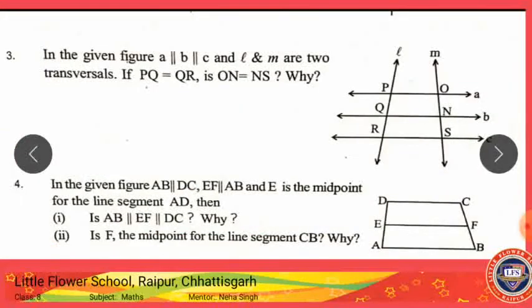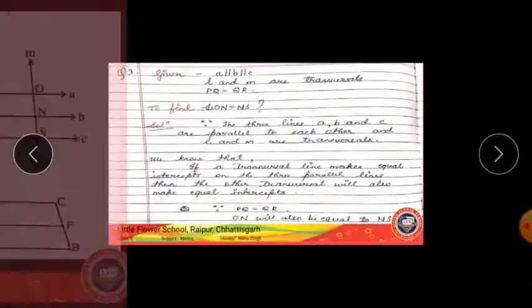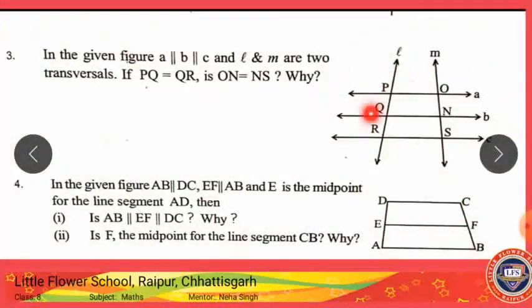Now third question, in the given figure A parallel to B parallel to C, and L and M are two transversals. These A, B, C are three parallel lines, L and M are transversals. PQ equals QR. Is ON equal to NS? In the intercept concept, we have just seen that if the ratio of intercepts between one transversal on the three parallel lines is the same, the ratio of intercepts on the other transversal will be the same as well. So how are you going to write this?